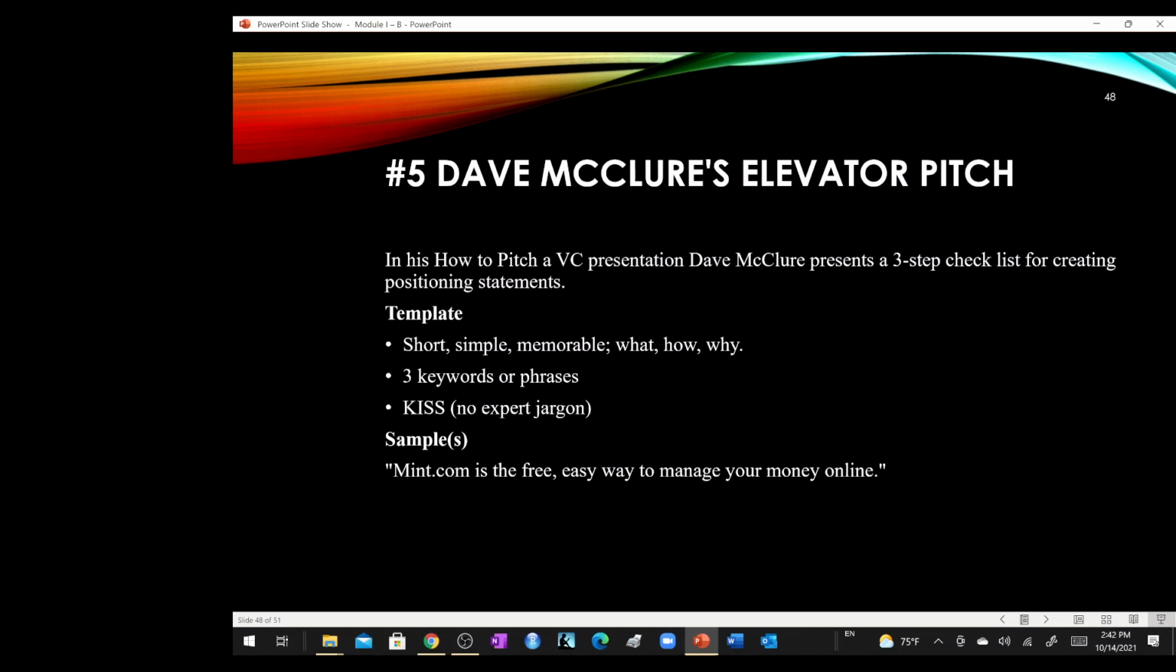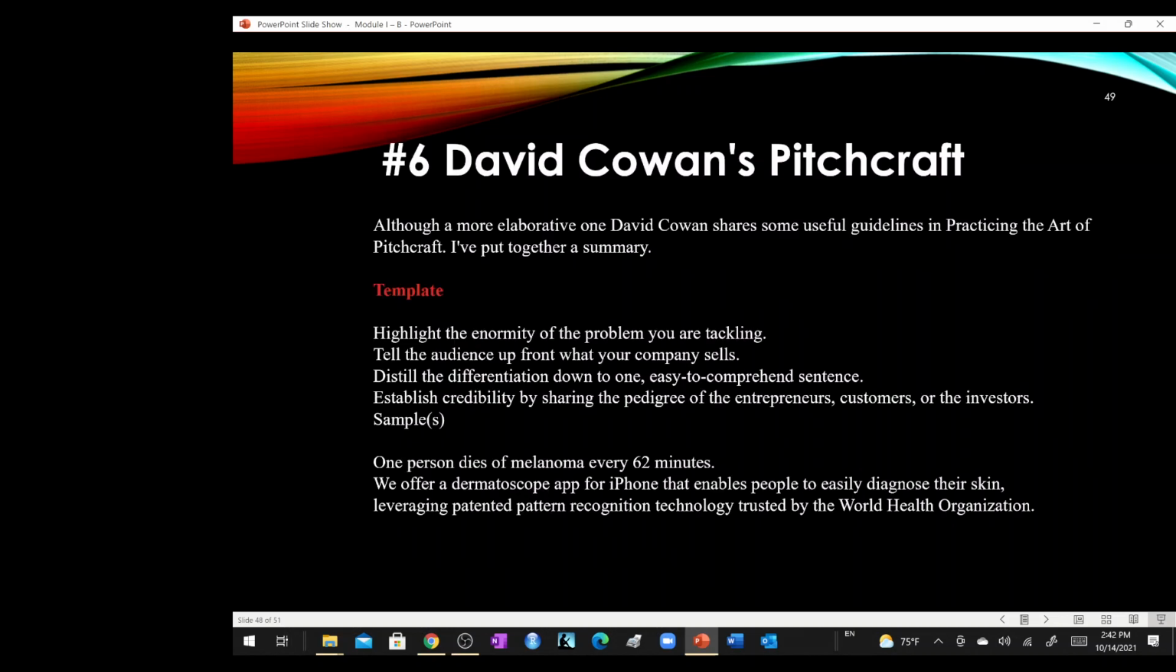For example, KISS. So mint.com is the free, easy way to manage your money online. This is a positioning statement. It's free, so it's about price. So this is positioning yourself in the market, competing with others on price. Easy way to manage your money online. Another template also we talked about in class, and I'm talking about again, is this template.